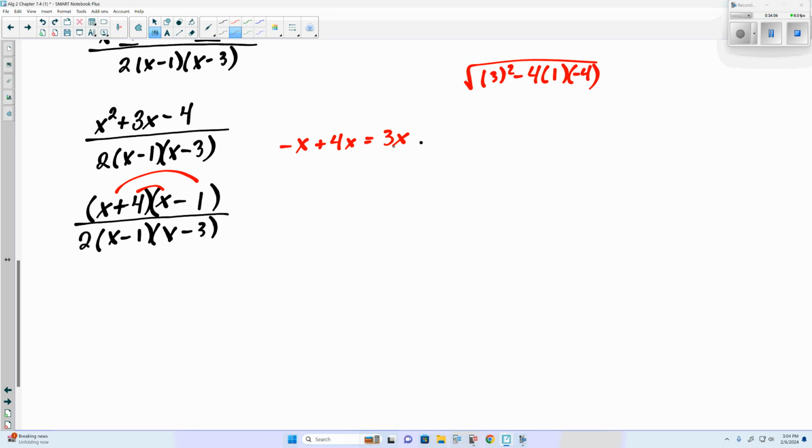So there is something in common on top and bottom, yes? So those would cancel, leaving us with over. And since there's nothing left in common on top and bottom, that is good. Yes.